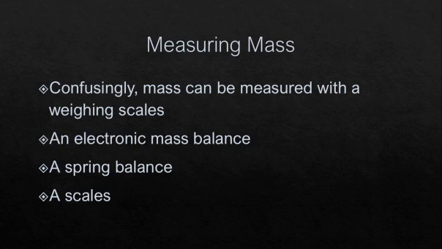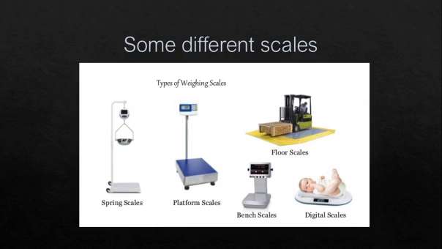So measuring mass, then, confusingly, mass can be measured with a weighing scale. So we call it a weighing scale even though it measures mass. An electronic mass balance, or an electronic balance for short, a spring balance, scales, all of those things measure mass. And usually, especially on modern scales, there's a button so you can switch around your units. You can use grams if you're in Europe, you can use ounces if you're in the US, and you can often also get it to measure in newtons, which measures the force directly.